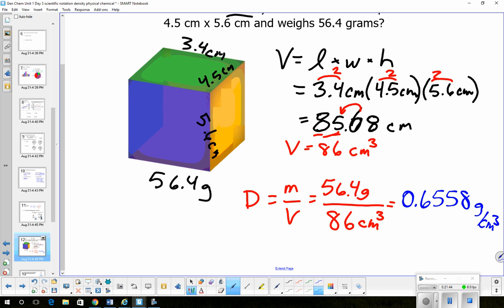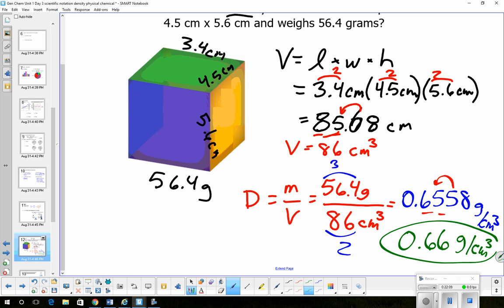How many significant figures do I have? How many here? How many to report? 2. So 1, 2, rounded up. So what do I report? Grams per centimeter cubed. Okay.